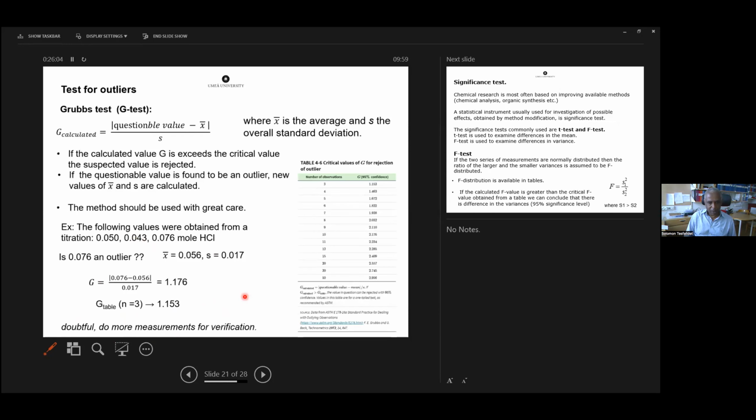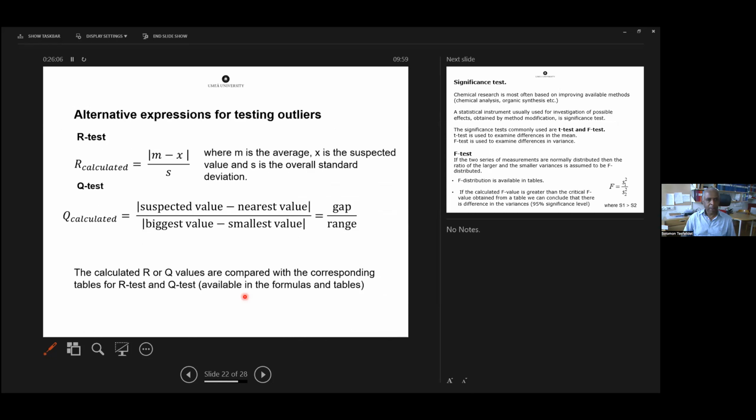But normally, if the value is higher, then we can exclude it. And alternative expressions for testing outliers: this is the R test, and then we have the Q test. They function in the same way, but we have different tables for the R test and Q test.